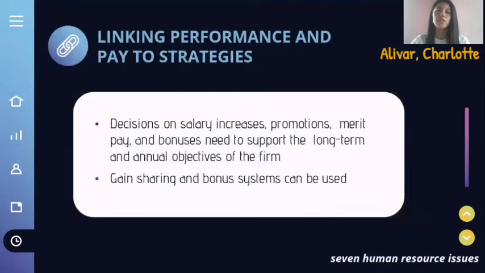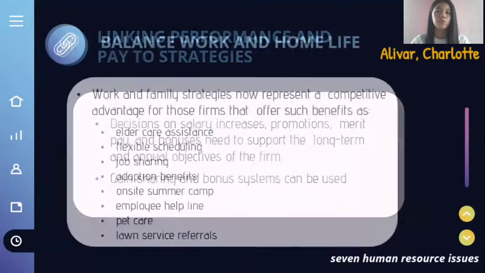The first is linking performance and pay to strategies. It is a decision on salary increases, promotions, merit pay, and bonuses that need to support the long-term and annual objectives of the firm. Gain sharing and bonus systems can be used in this issue.